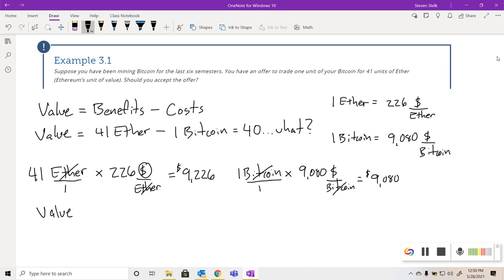All right, now we've got both of these different cryptocurrencies expressed in just dollars. So now we can plug directly into our value equation, where again value is equal to the benefits minus the costs. All right, so in this case, the benefits, what we're going to receive in this trade, are 41 units of ether, which we have converted to dollars. So those 41 units of ether are worth $9,226.